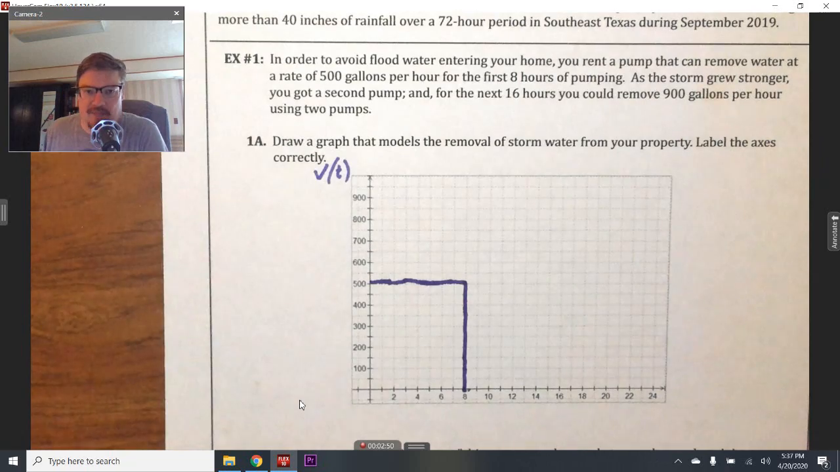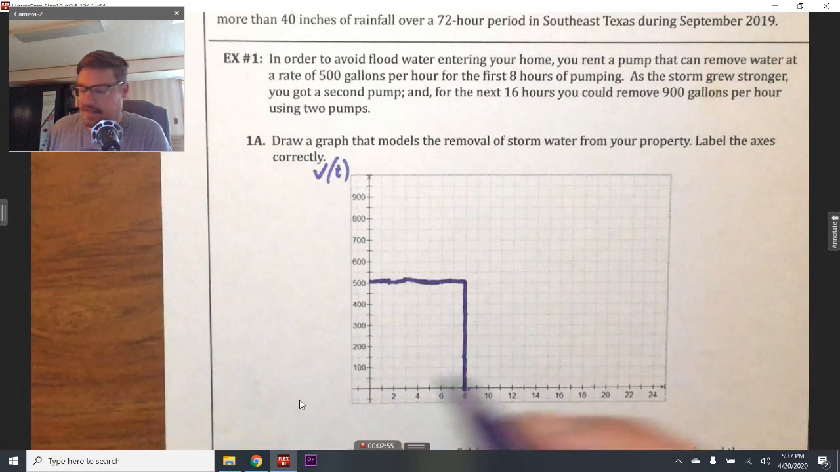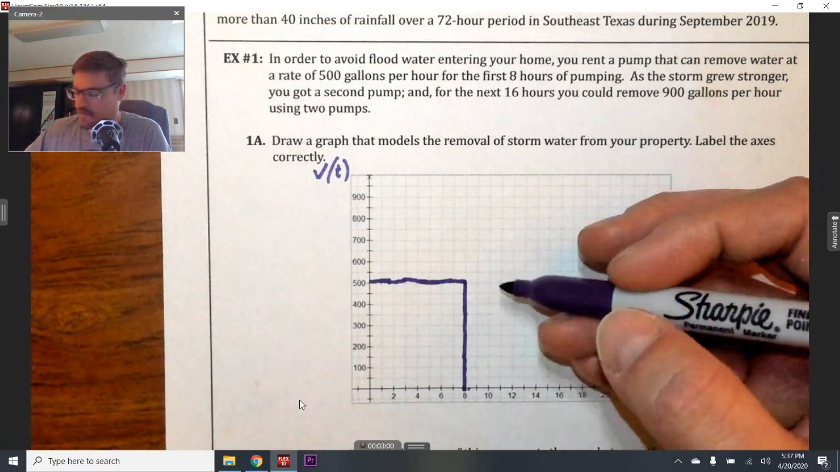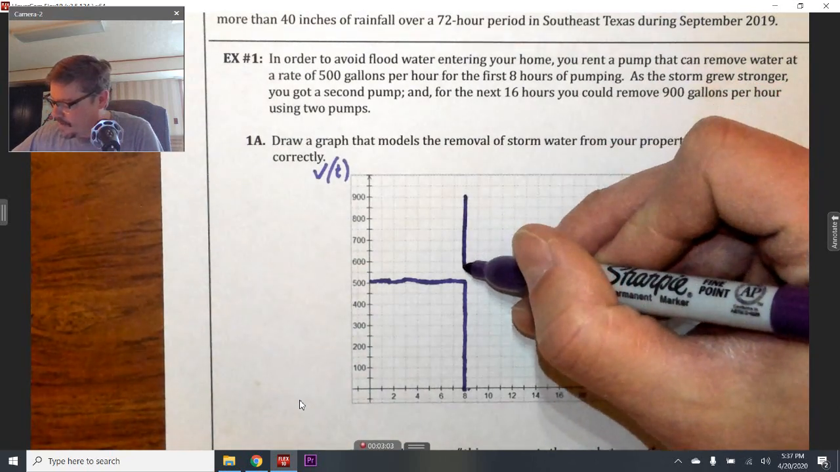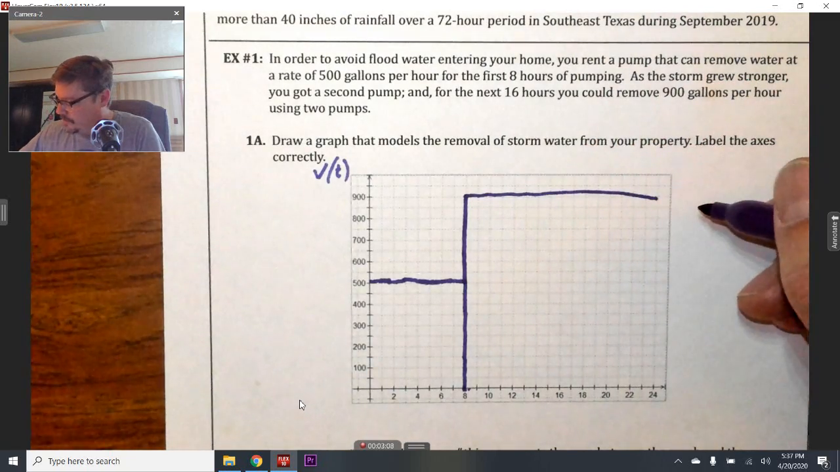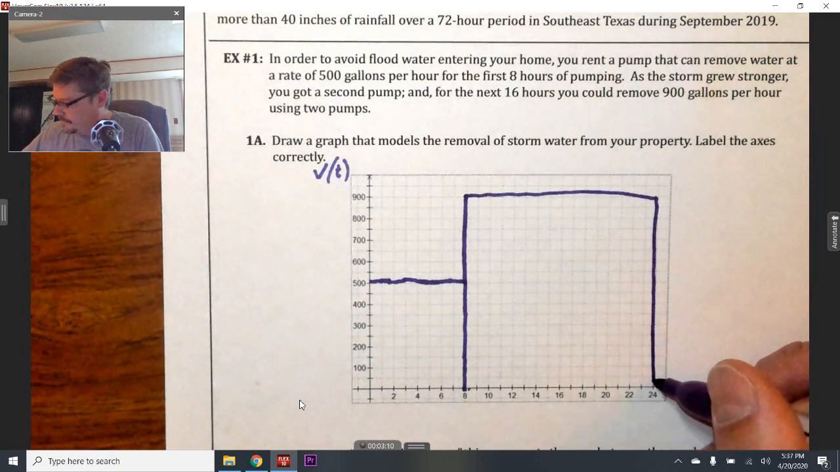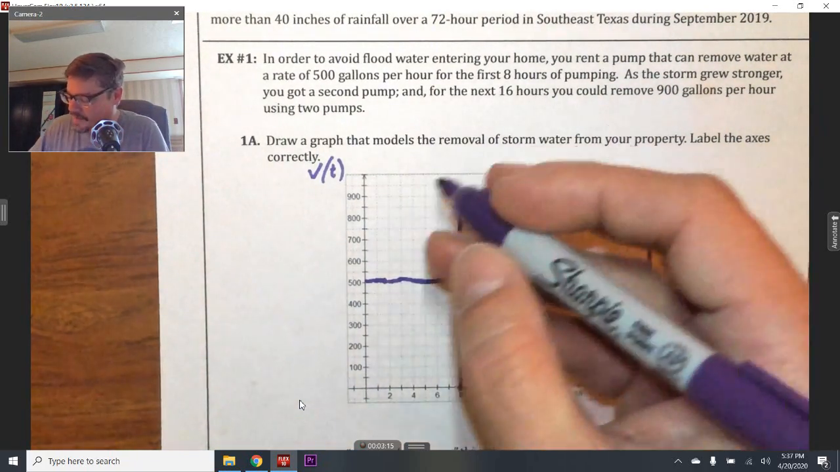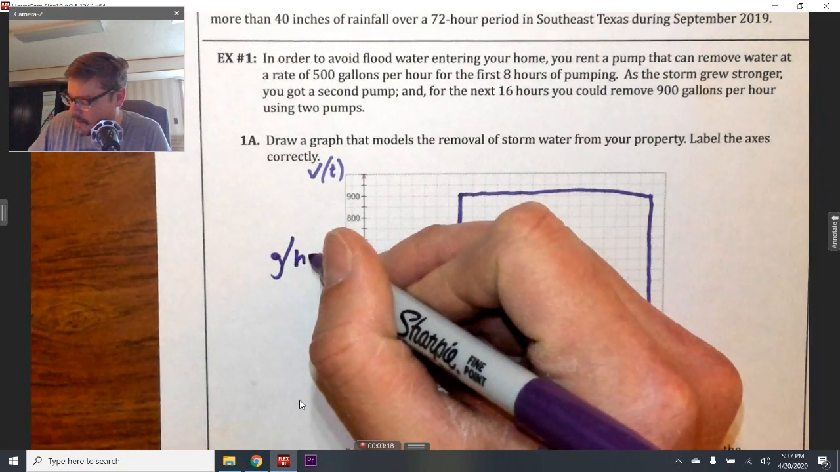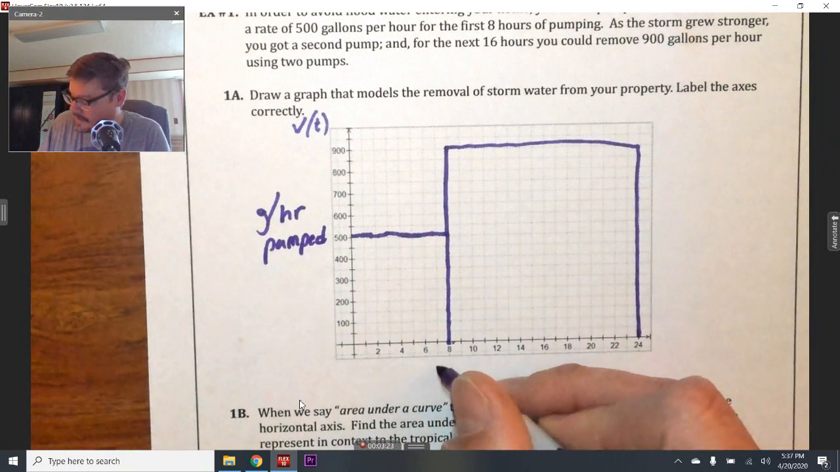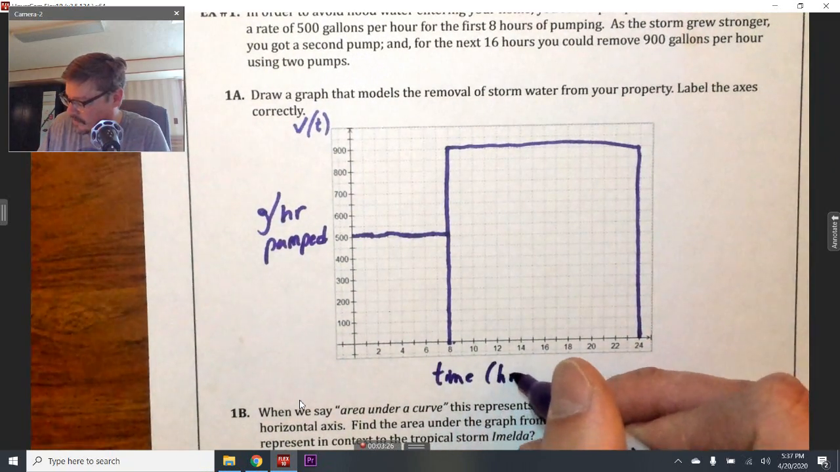Now the second pump is put into play, and the second pump goes for the next 16 hours. So that takes us all the way to 24 hours, right? 16 plus 8. As soon as we turn on that other pump, it jumps to 900. And it's going to go all the way to 24. Okay, so what does this mean? This is the gallons per hour pumped, and this is the time in hours.